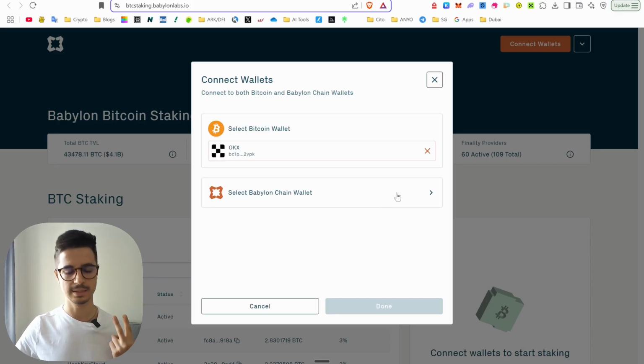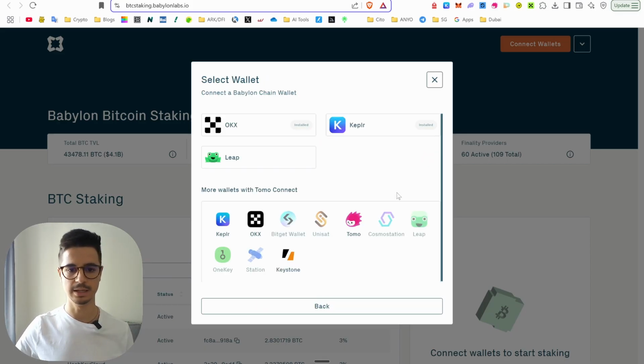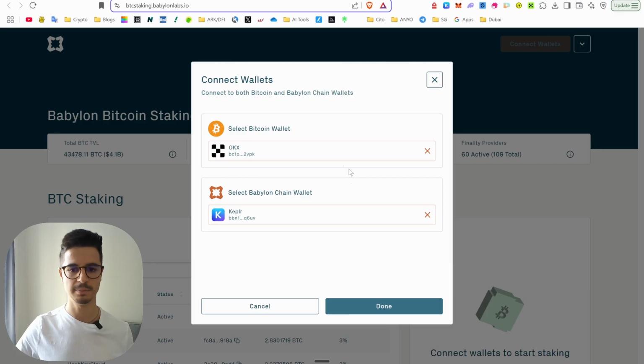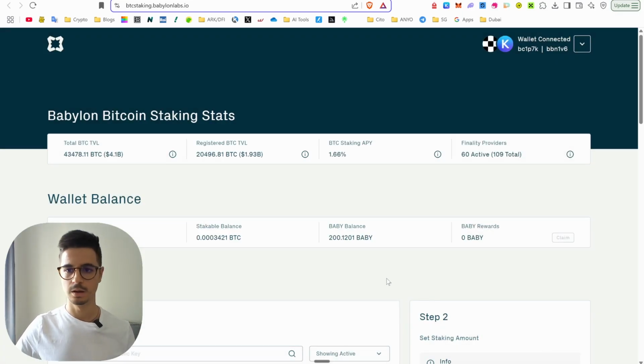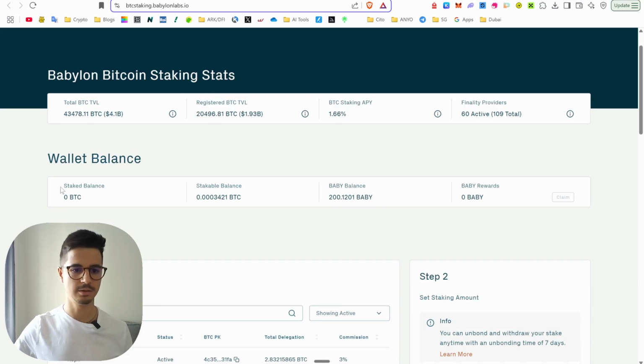We connect it. And then secondly, we have to select a Babylon wallet, which supports the Babylon Genesis chain. And as Babylon is a Cosmos native chain, I use the Keplr wallet in order to interact with Babylon natively. All right, now both of my wallets are connected. And as you see, currently I have 0 Bitcoin staked and I have an available Bitcoin balance of 0.00034 Bitcoins. I also have 200 baby tokens liquid in my wallet and currently 0 staking rewards.